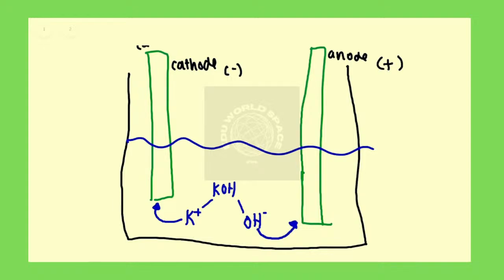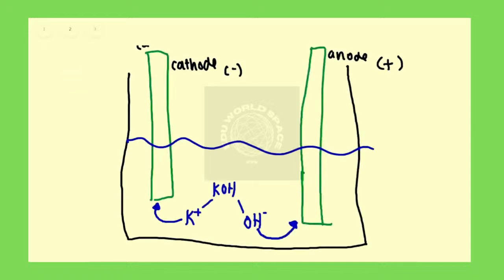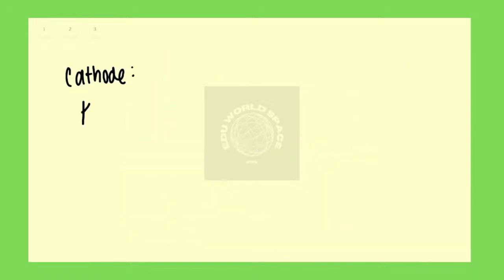Next, we're going to write out our reaction equations. So we'll start with potassium at the cathode. And this is going to be a gain of electrons. So we're going to have our positive potassium ion reacting with an electron to give us elemental potassium. And this is our cathode equation.